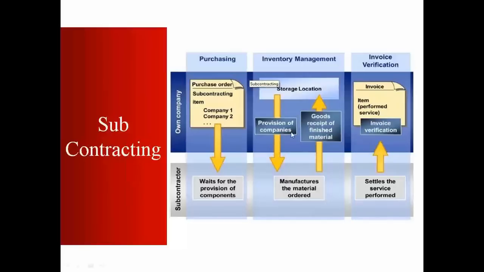Okay, so we're sending them goods, and what we're getting back is goods received of the finished material. That means the final laptop will be received. We'll send them all the raw materials, all the components of the laptop, and finally we'll get back the finished material, which is a laptop. Okay, and the third block is your invoice verification.